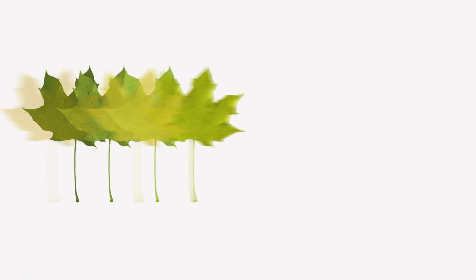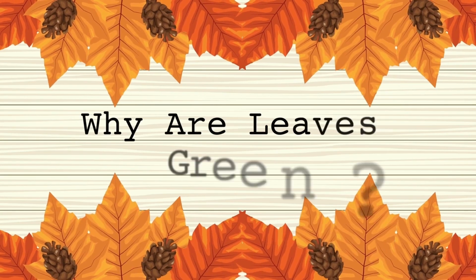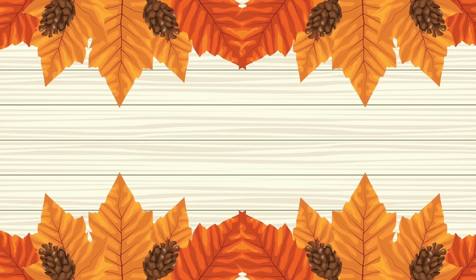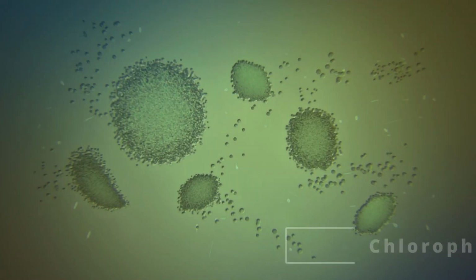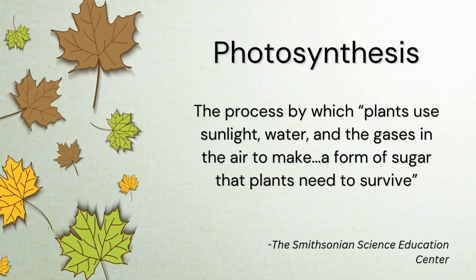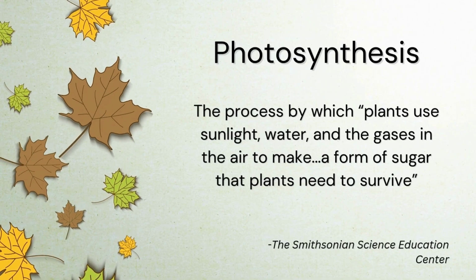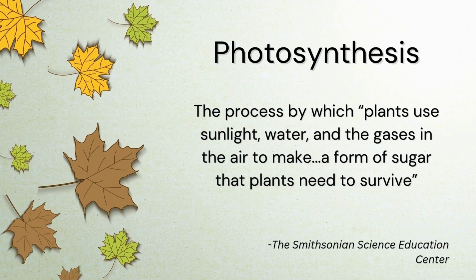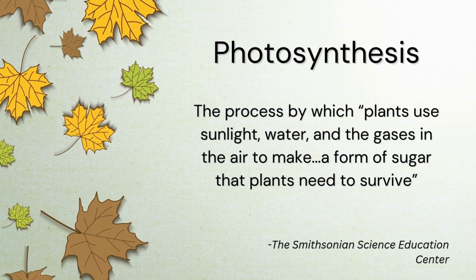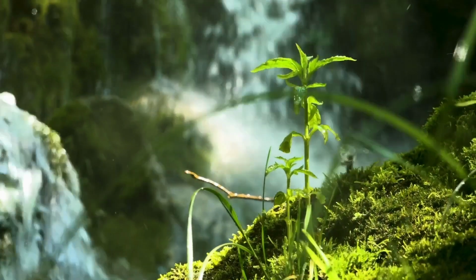To understand why leaves change color, first, we need to understand why they look green in the first place. That answer lies in a pigment found in leaves called chlorophyll. Chlorophyll is essential for photosynthesis, which is the process by which plants convert sunlight into energy. But how does this make plants look green?